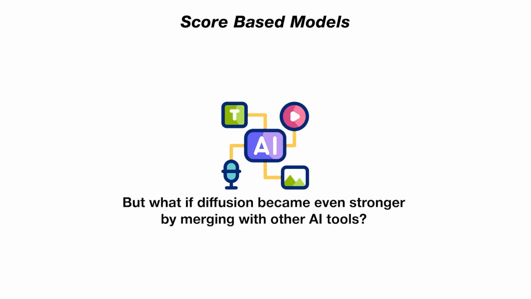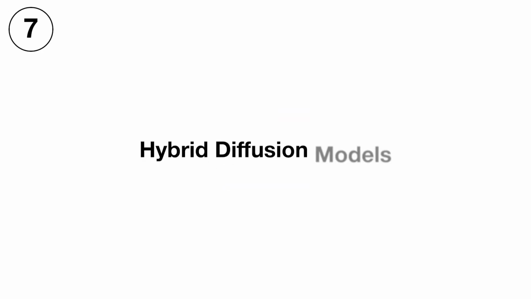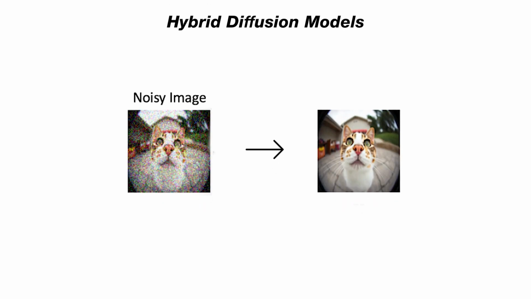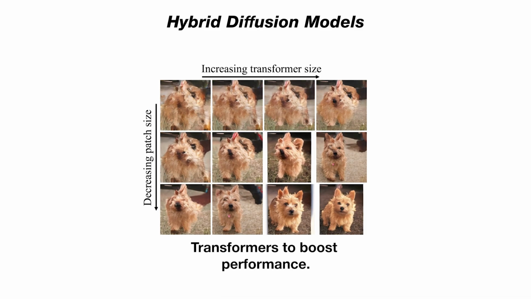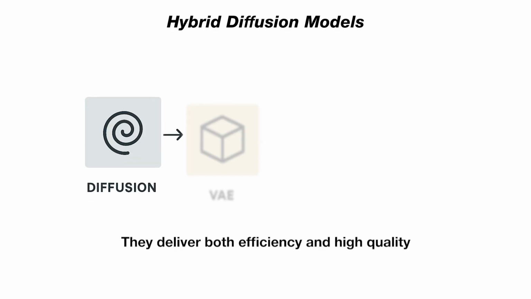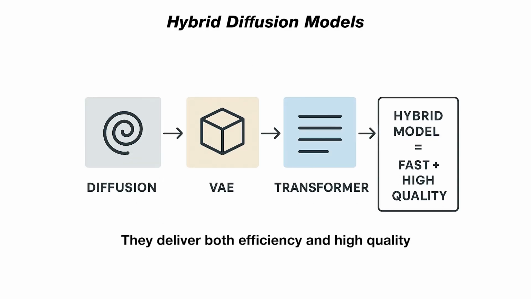But what if diffusion became even stronger by merging with other AI tools? Speaking of, next we see the power of variational and hybrid diffusion models. Instead of relying only on noise removal, these models combine diffusion with VAEs, variational autoencoders, or transformers to boost performance. The result is systems that balance efficiency and quality in ways pure diffusion alone struggles to achieve.